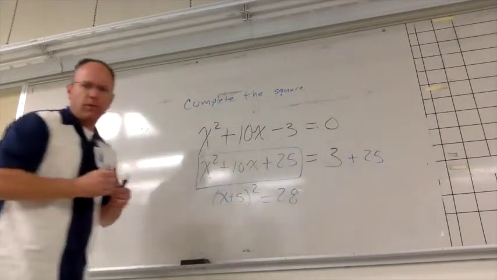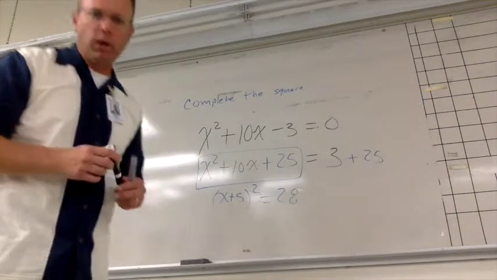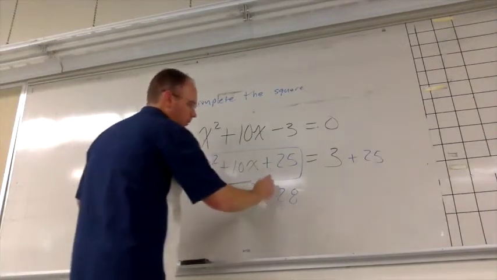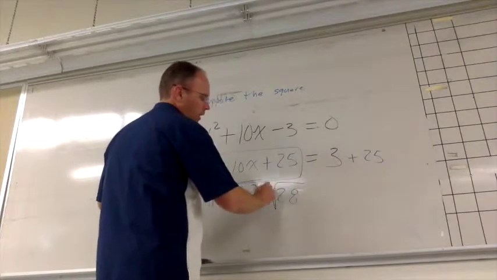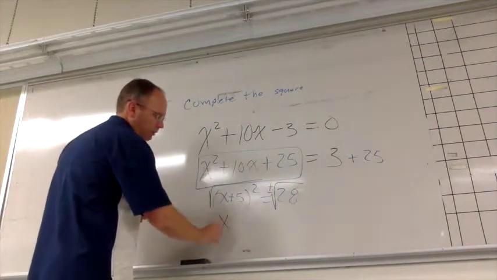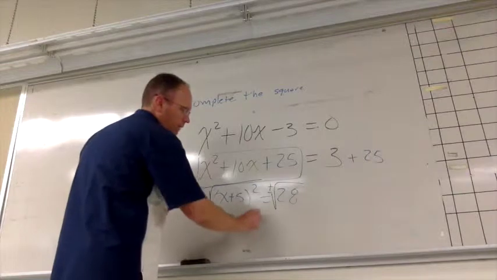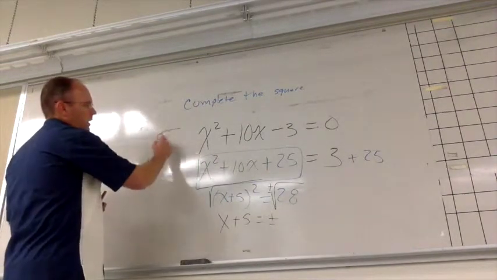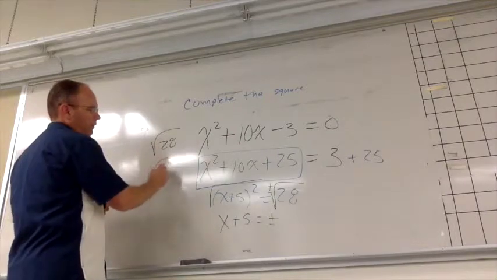Now you might remember from the other day, how did we solve this equation when given the squared term? Well, I'm going to take the square root of both sides. Remember, this side will have plus or minus. So I'm going to get x plus 5 is equal to plus or minus. We've got to break 28 down. 28 is going to break down to square root of 4 times 7.